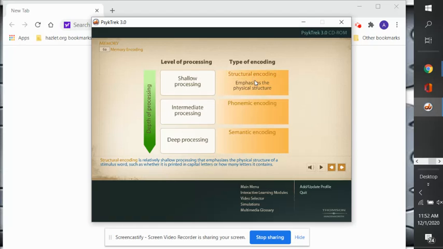Then we go to phonemic encoding. Phonemic encoding is an intermediate level of processing that emphasizes what a word sounds like. And then finally, deep processing, which is the deepest form of processing that emphasizes the meaning of the verbal word, the meaning of the word, not the way it looks, not the way it sounds, but what it means. That tends to give you the best memory for the word.